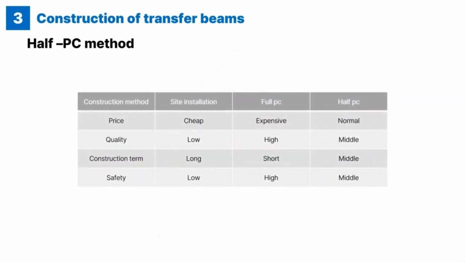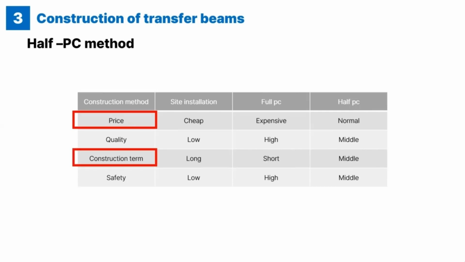The following table compares the characteristics of the concrete site installation method, the full PC method, and the half PC method. In terms of price, the concrete site installation method is the most advantageous, but it is the most disadvantageous at the time of construction. The half PC method is a proper complement to this, which is cheaper than the full PC method, and the construction period is shorter than the concrete site installation method.